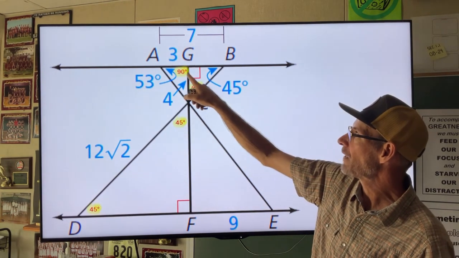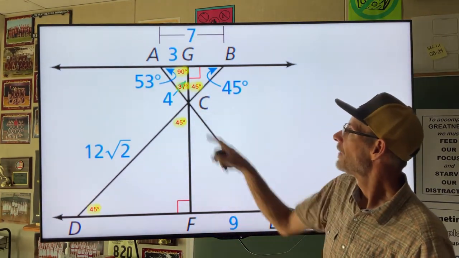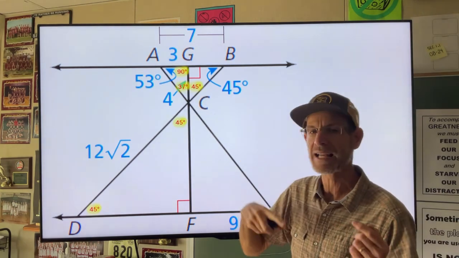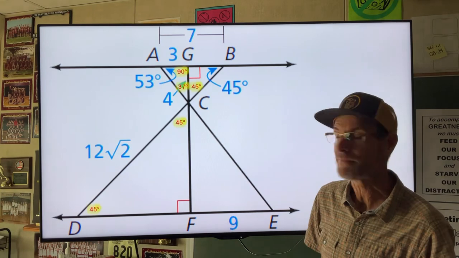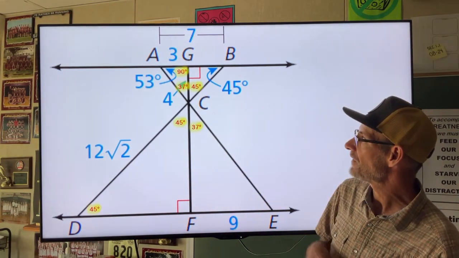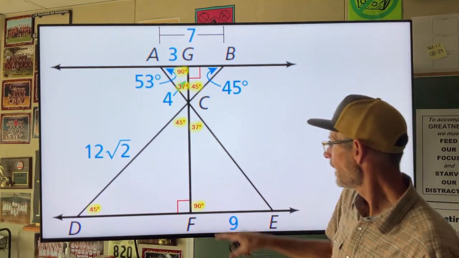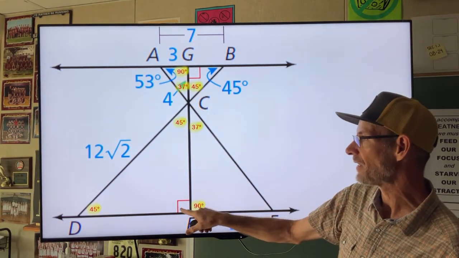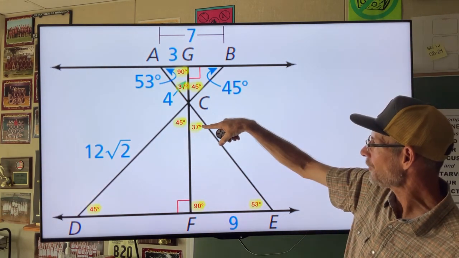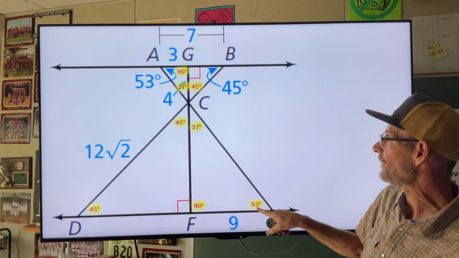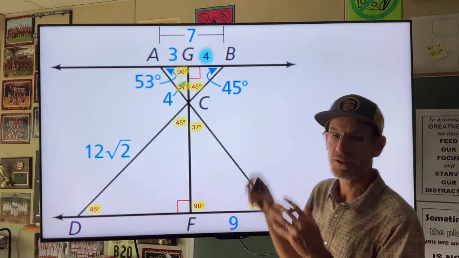This is a 90-degree angle, so the one adjacent to it is also 90 degrees. This angle is 37 because when we take 180 minus 53 minus 90, we're left with 37. This angle is 37 because these are vertical angles, so they are congruent. This angle is 90 because it's adjacent to the 90-degree angle there. Now if we take 180 minus 37 minus 90, we'll have 53 for this angle right here. And that's all of the angles.